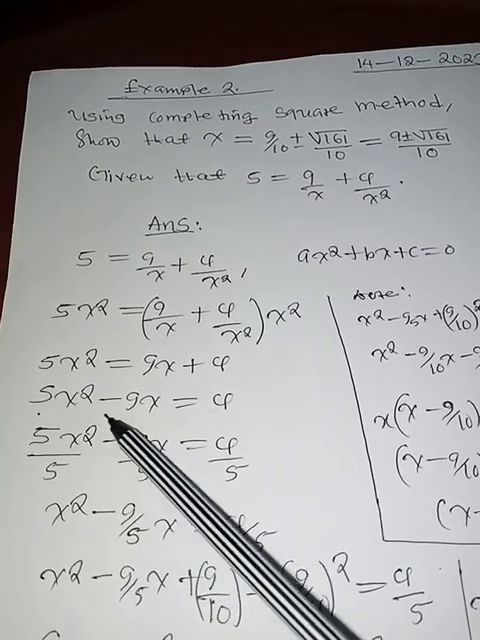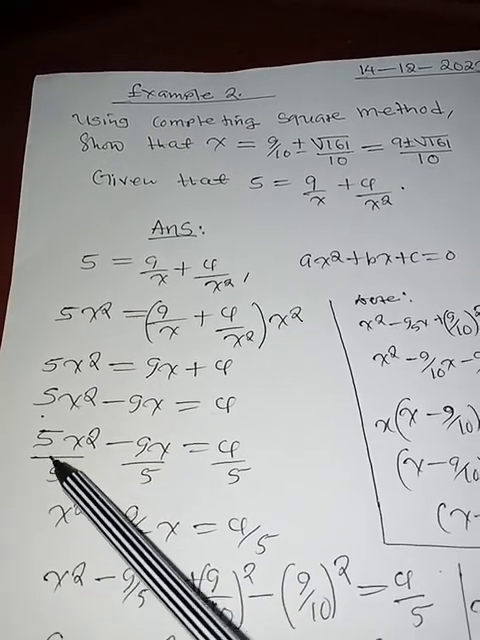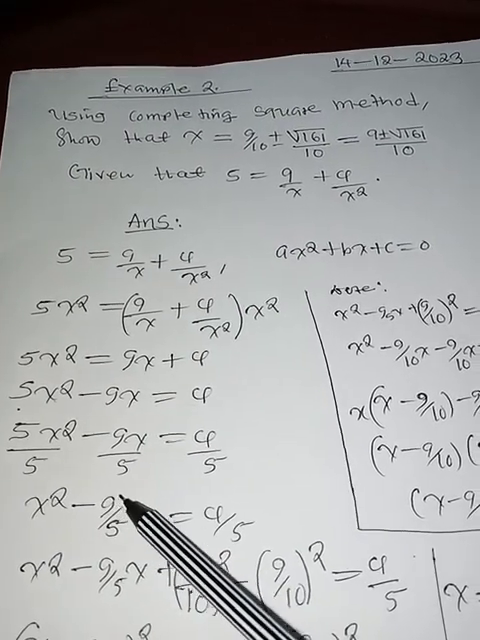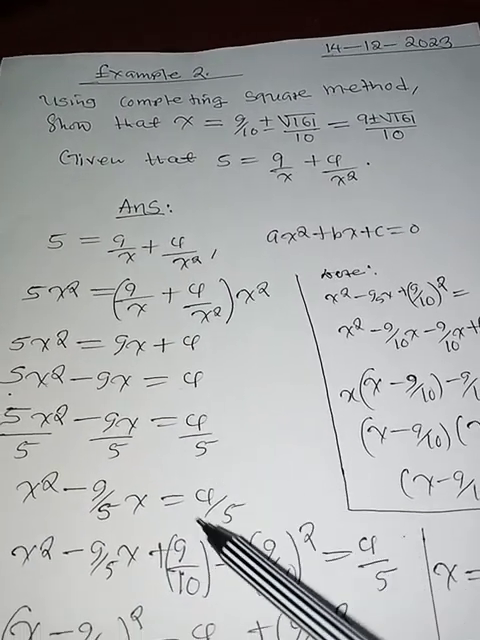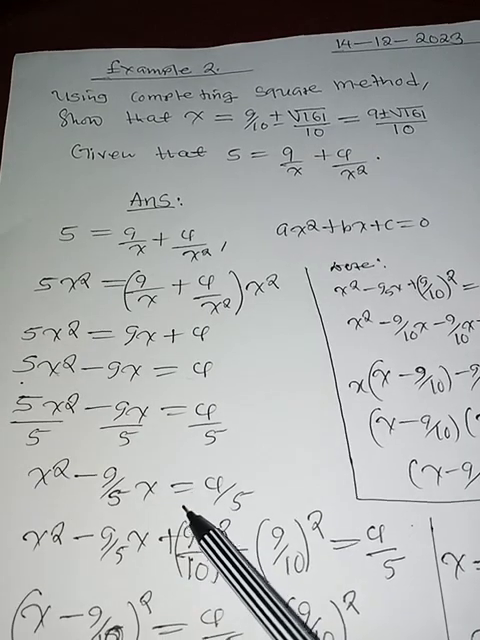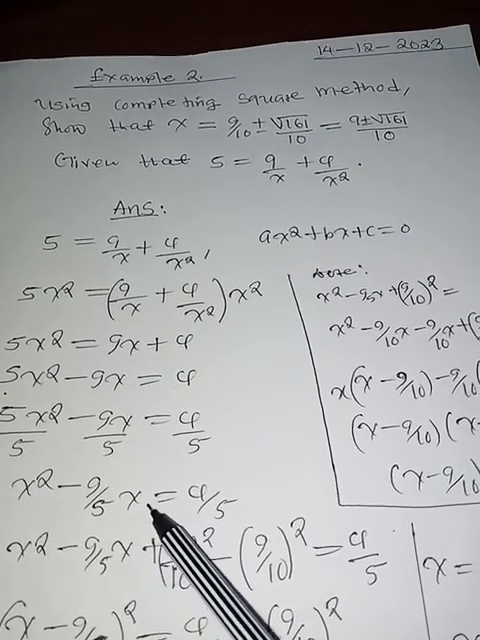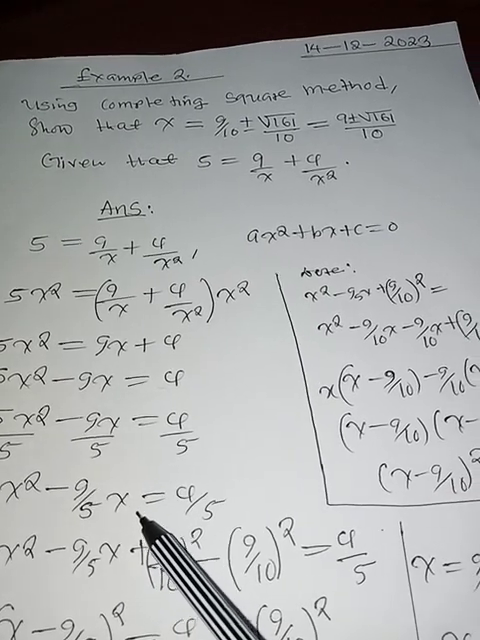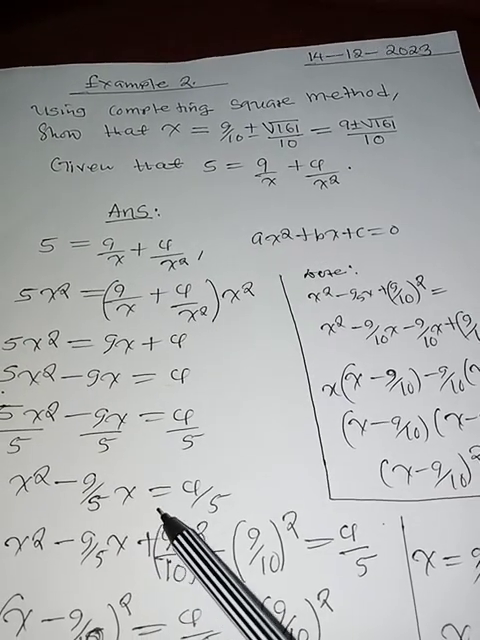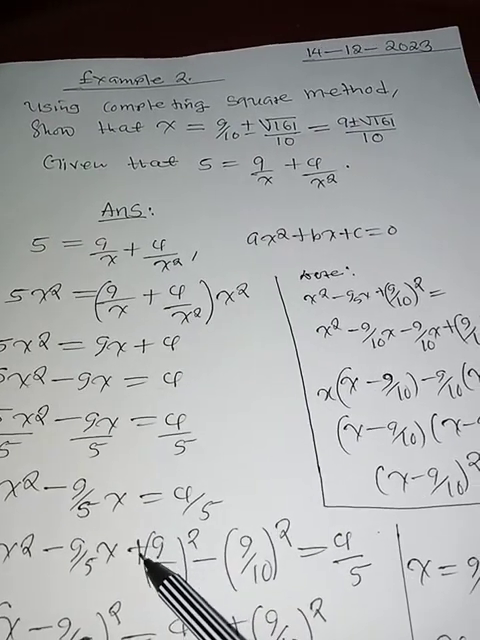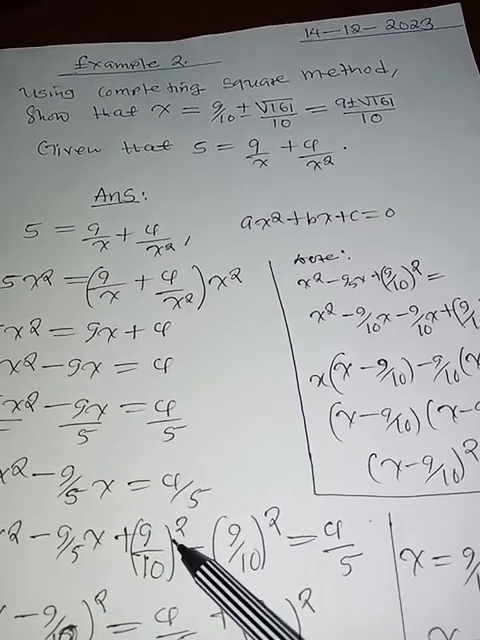Then I'm going to divide throughout by 5. So 5 into 5, that is x squared. 5 into negative 9, that's negative 9 over 5, and then 4 over 5. Then now from here, I said that you need to find half of the coefficient of x, and then you square that value, and then you add and subtract at the same time by its square.